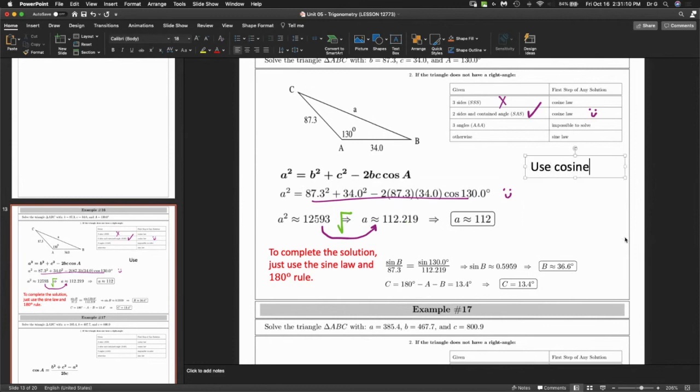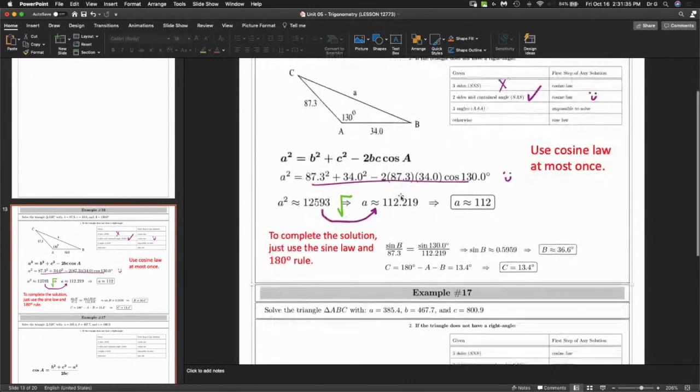I should mention one more thing here. Use cosine law at most once. The reason is it's expensive. It's a lot of writing. Even with the shortcut formulas later, it's still a lot of writing. It's too much work. So you don't want to waste a lot of time writing down stuff with cosine law. You could finish the question with extra work there, but you're probably wasting time.